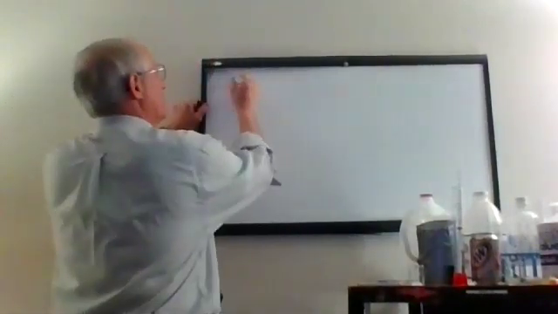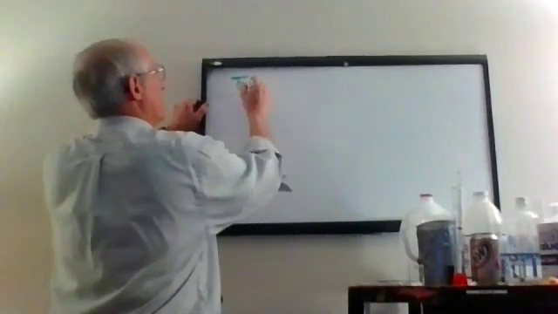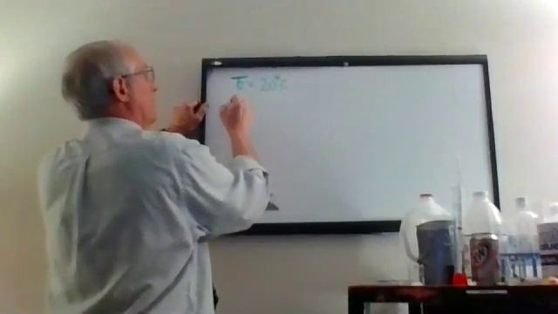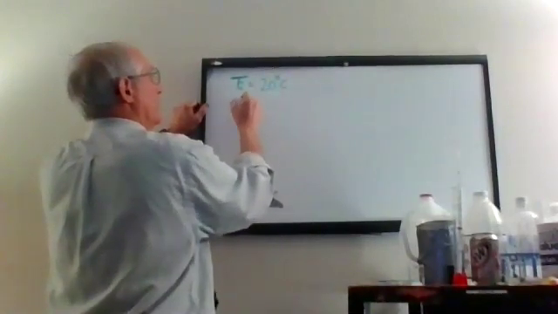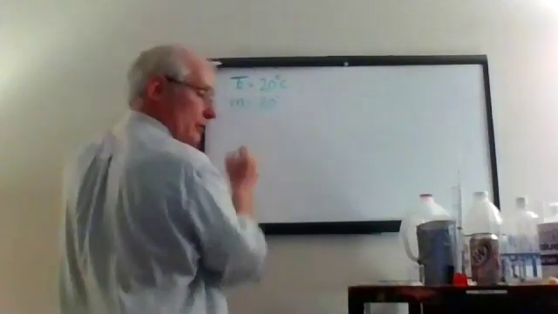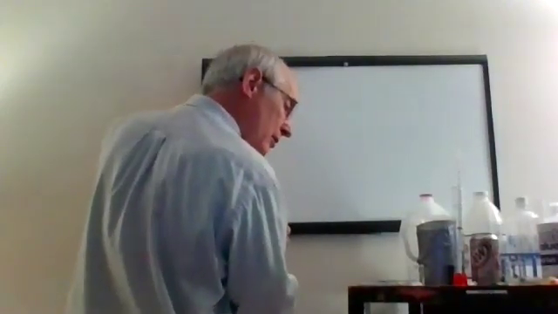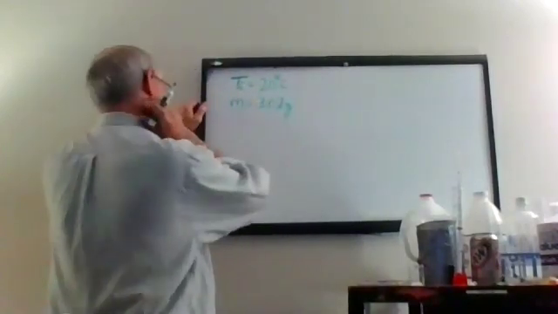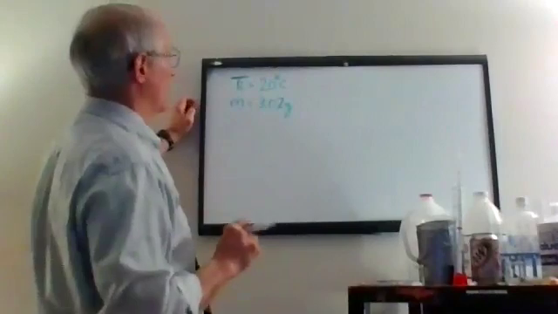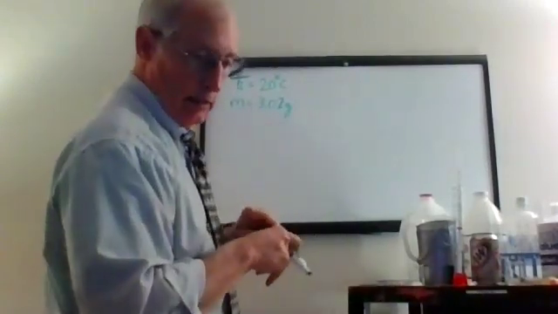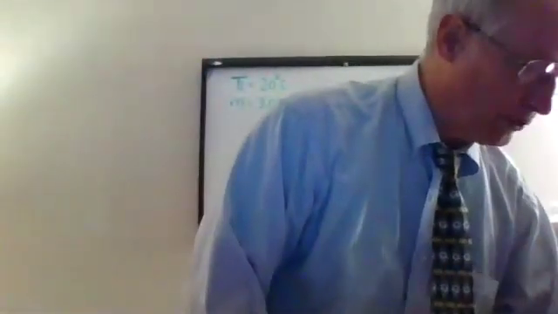The initial temperature, 20 degrees Celsius. KClO3, 3.02 grams. So let's go ahead and pour it in there and see how much the temperature goes down.